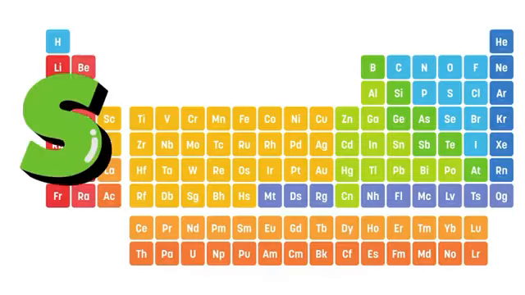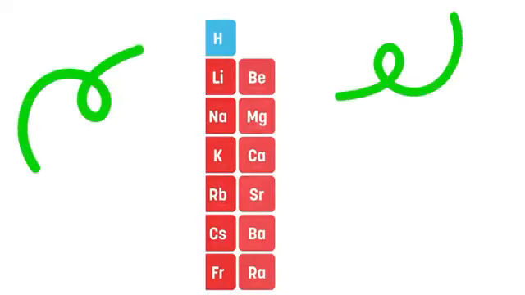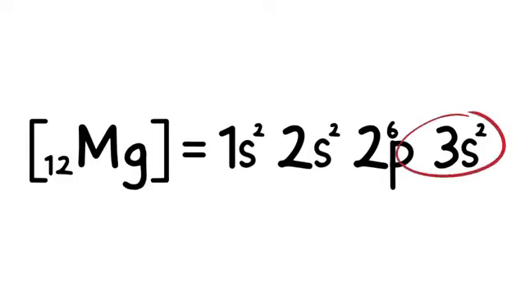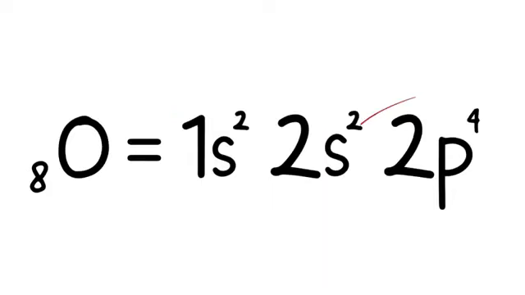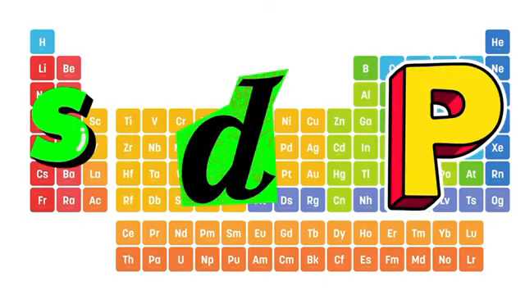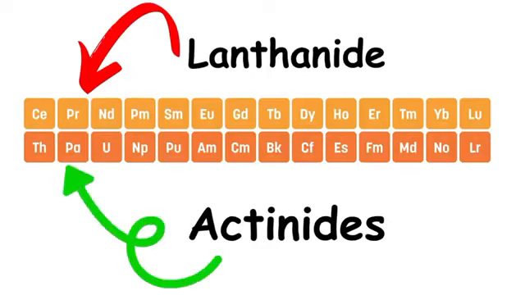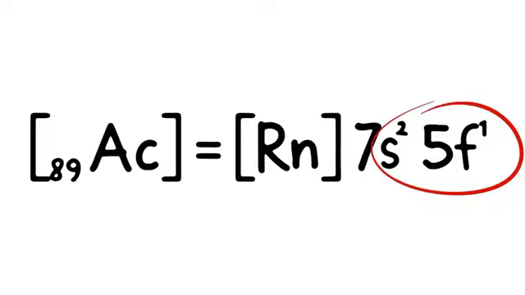Blocks in periodic table. Periodic table is divided into 4 blocks on basis of electronic configuration. And they are S block, P block, D block, and F block. Members of group first and second A are called S block elements because their valence electron is present in S orbital. From third A to eighth A, they are known as P block elements because valence electron lies in P orbital. In between S and P block elements, there are D block elements, which are also called transition elements because their properties are in transition between S and P block elements. Lanthanide and actinide series elements are called F block elements because their valence electron is present in F orbital.